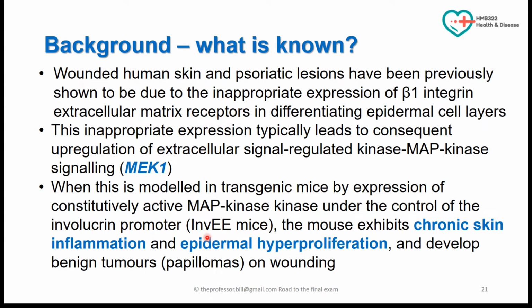When we overexpress this activated MEK1 only in the skin, which is normally associated with psoriatic skin or wound healing, this transgenic mouse actually has chronic skin inflammation, so it has psoriasis, and it also has epidermal hyperproliferation. In fact, it starts to grow benign tumors that we call papillomas. So it has these nodules on its skin. The skin just overgrows itself when we express this MEK1 in normal skin cells.